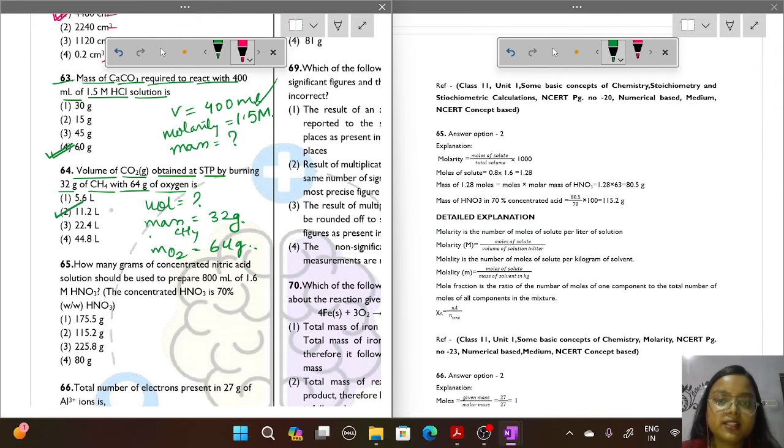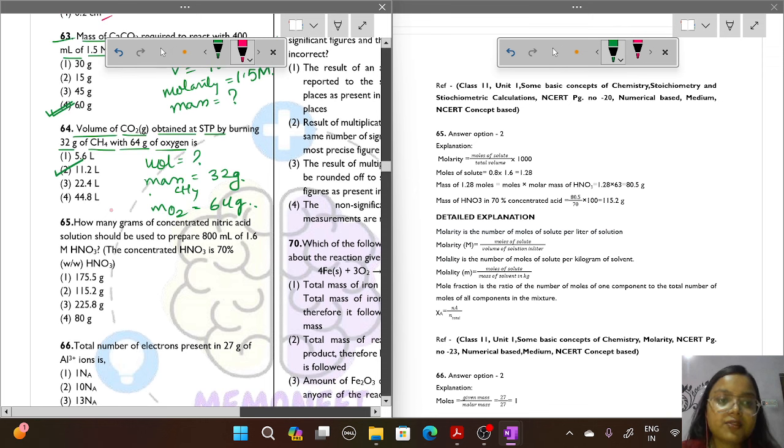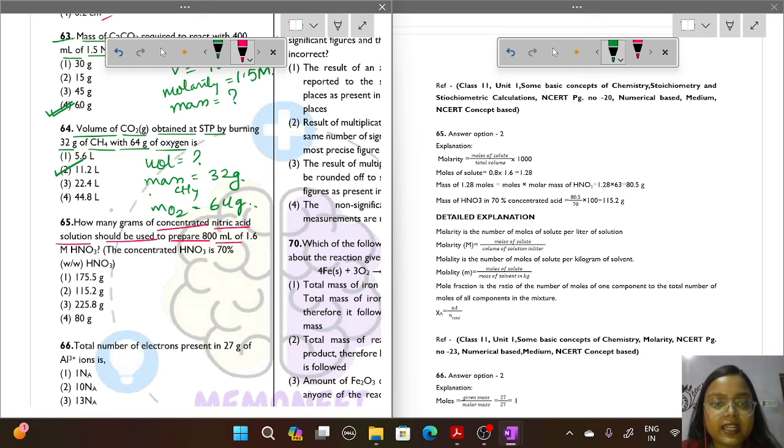Next is question number 65. How many grams of concentrated nitric acid solution should be used to prepare 800 ml of 1.6 molar HNO3? How many grams, which means mass. The mass of concentrated nitric acid used is what we have to find out. Volume is 800 ml of 1.6 molar.